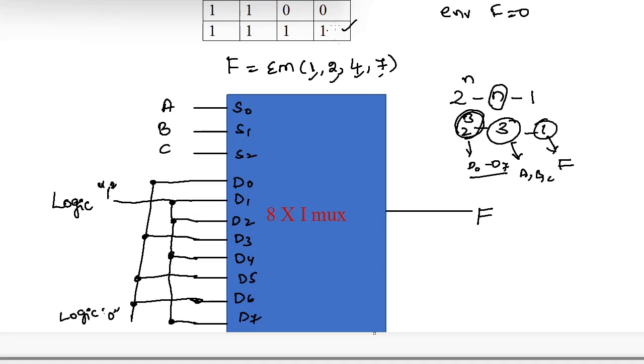This is the truth table. By using this truth table, we are connecting logic 1 and 0. This is the simple problem. We are using an 8x1 multiplexer with the help of data lines. So that is today's topic.